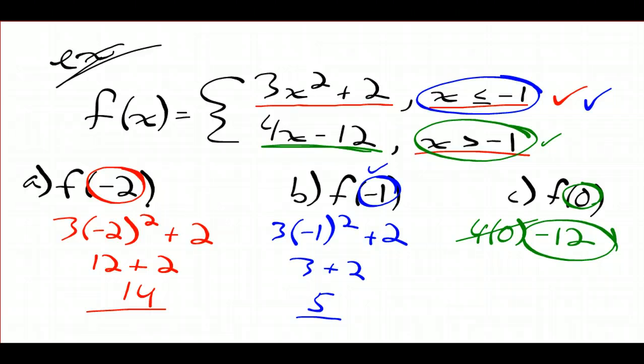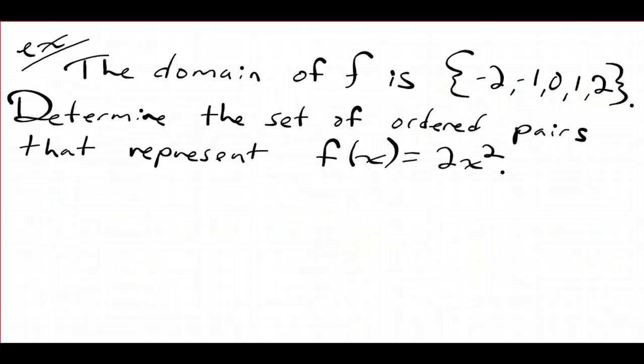There she goes. Looking at another example, make sure you guys are copying these down, pausing the video and copying down as you go, so that way you can follow along a little bit better when I explain stuff. With this one, the domain of f is negative 2, negative 1, 0, 1, 2. That is a set. Don't forget domain is our x values. Determine the set of ordered pairs x, comma, y, that represent this function.